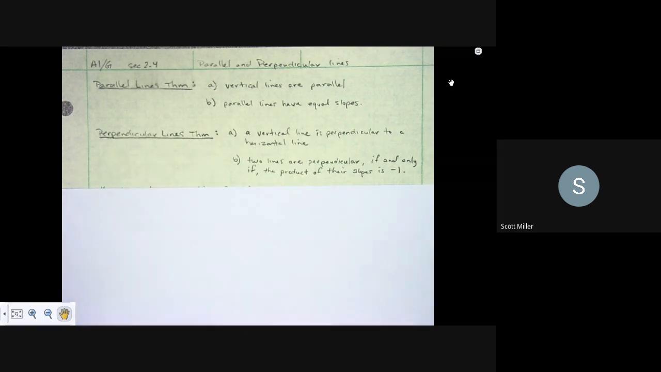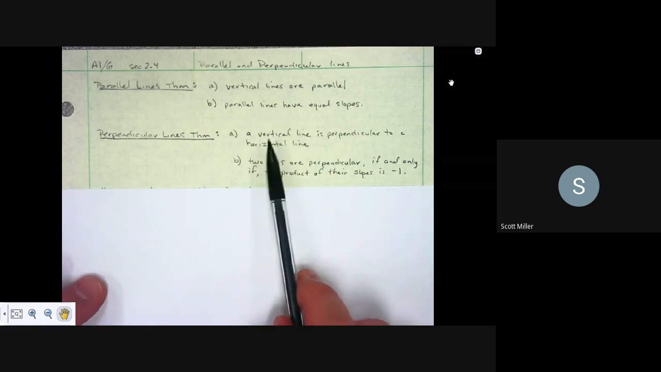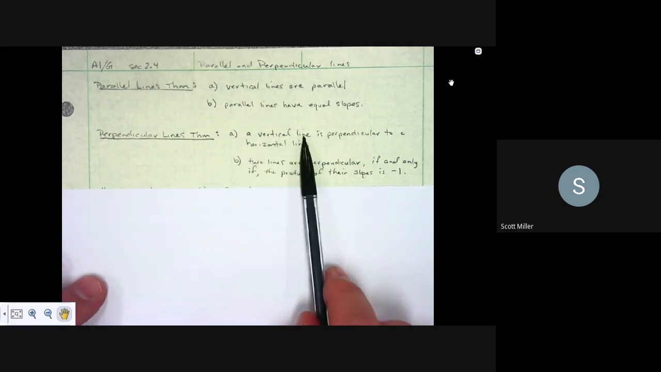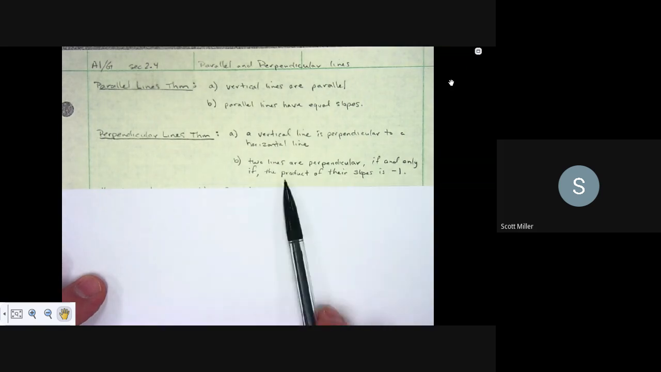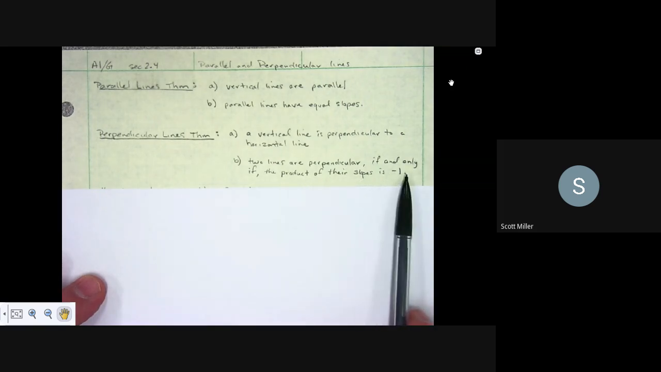Perpendicular lines. Again, because vertical lines have no slope, they make a statement here so that you understand that all vertical lines are perpendicular to horizontal lines. Because to determine if two lines are perpendicular, two lines are perpendicular if and only if the product of their slopes is -1. A lot of times you also know it as the negative reciprocal of each other.